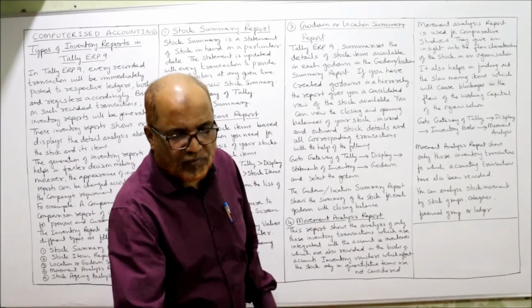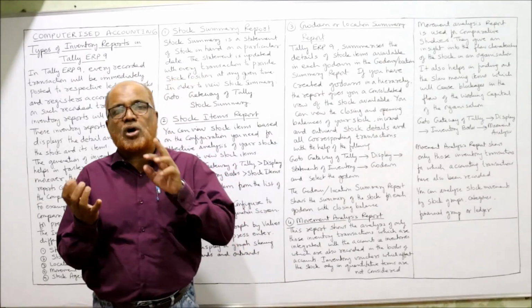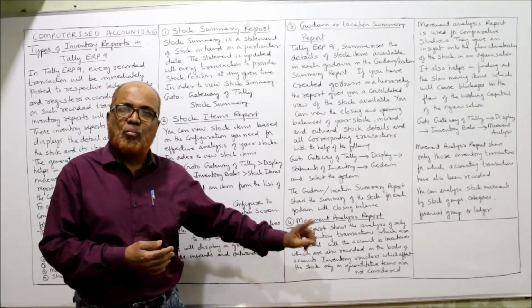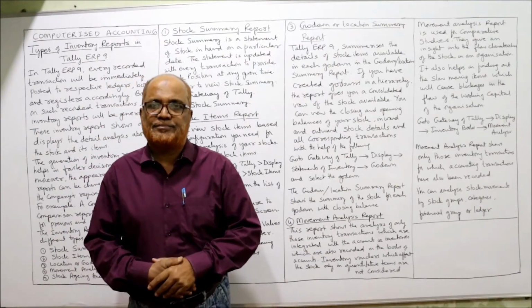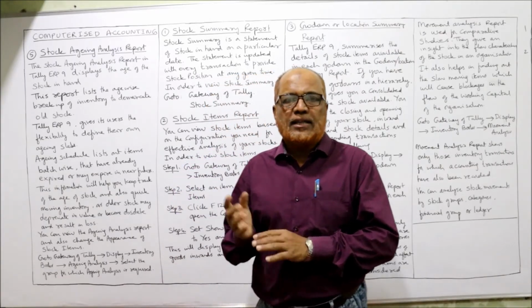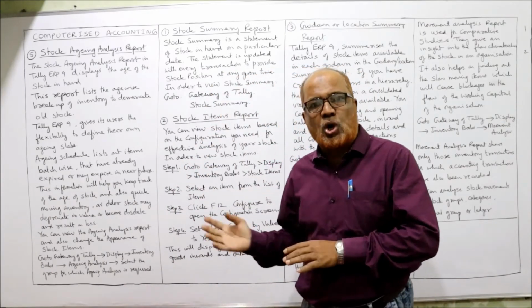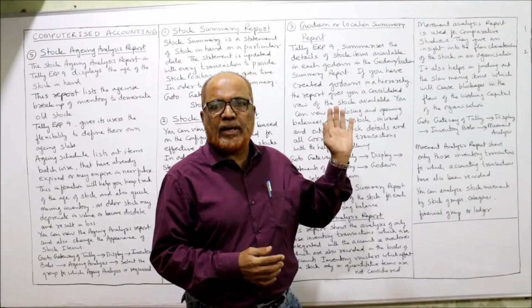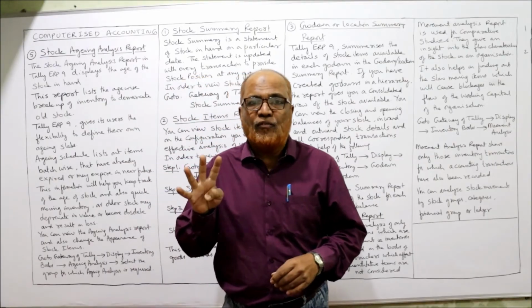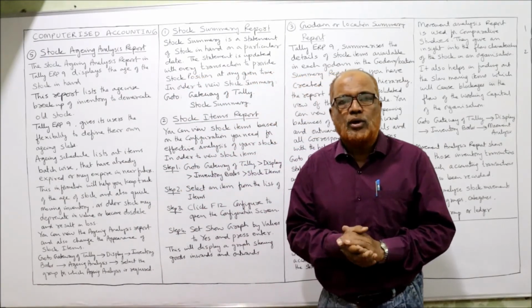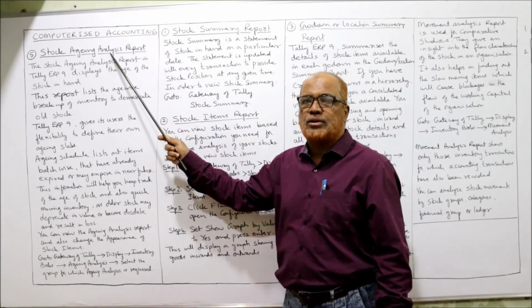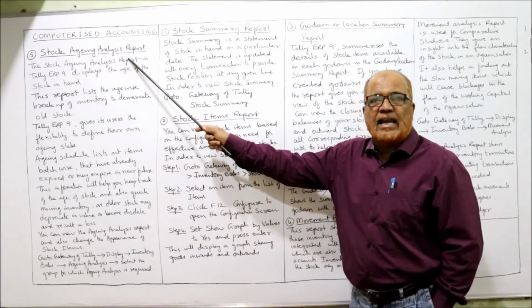So I have explained to you so far 4 reports: stock summary report, stock items report, godown or location report, and movement analysis report. So we have completed 4 different types of inventory reports. The last report is the 5th report, that is the aging analysis report.